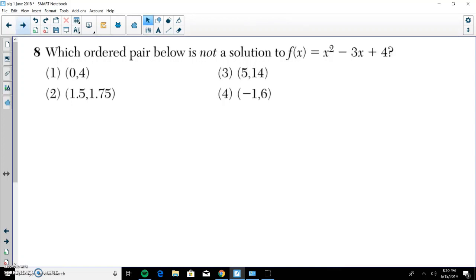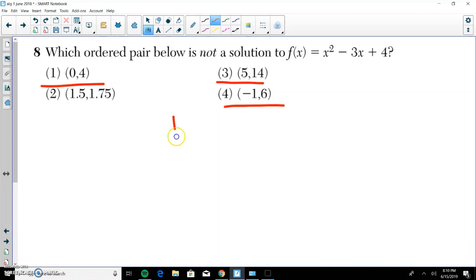7 was a little bit tricky. 8. Which ordered pair is not a solution to f of x equals x squared minus 3x plus 4? With this one, you're going to go into y equals and type in x squared minus 3x plus 4. Then do second table, and you're going to look for these three.